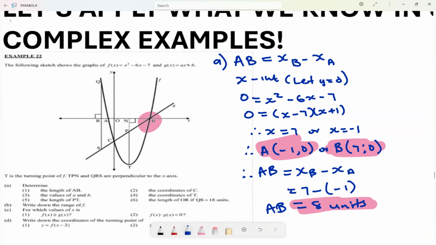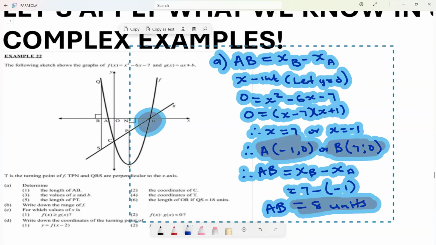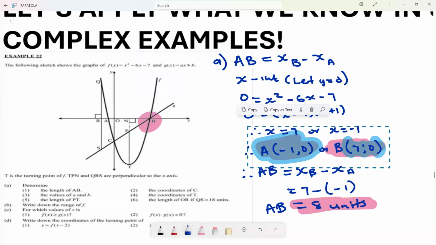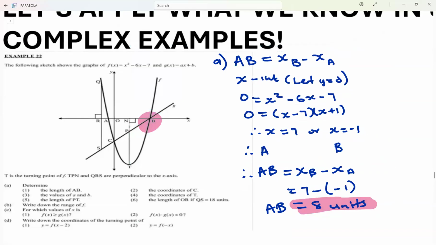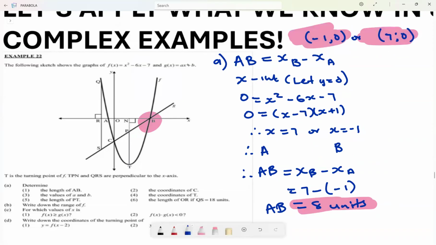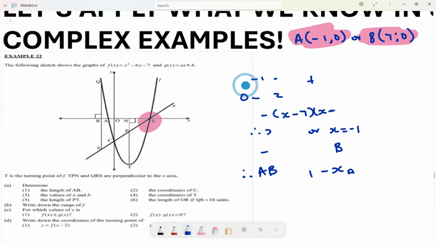So what I'll take note of are these two coordinates. These two are very, very important. We might need them later on. The length of AB, I don't think we'll need it. It's fine, we'll just remember that it's 8.